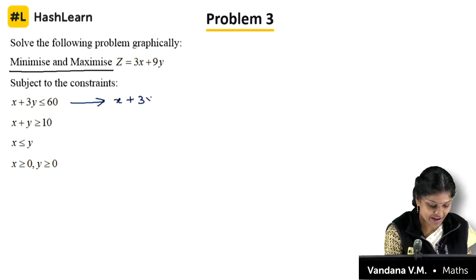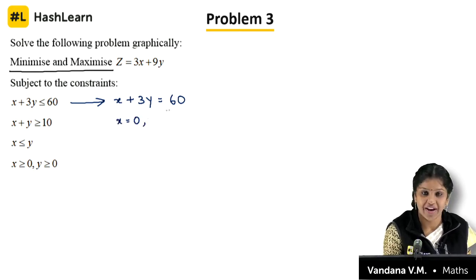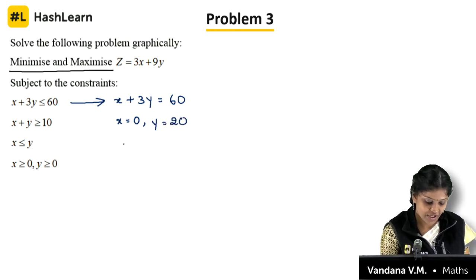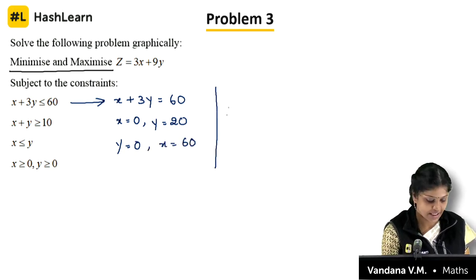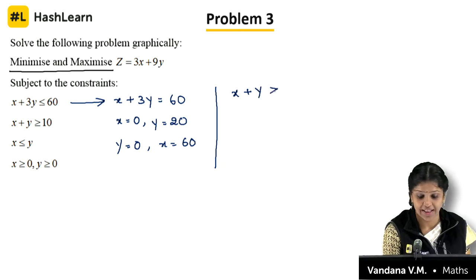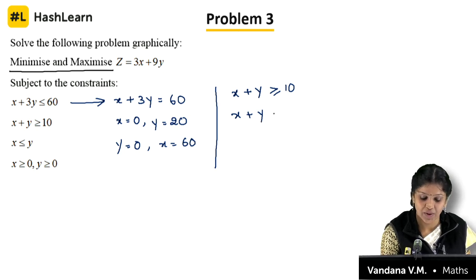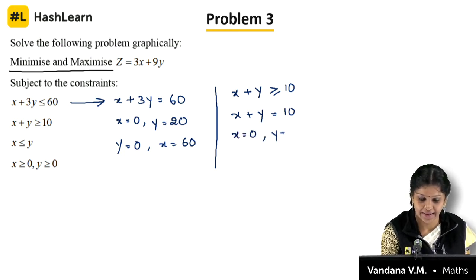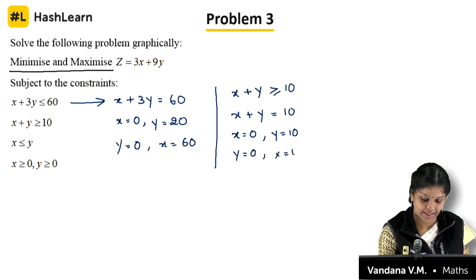x plus 3y is equal to 60. If x is equal to 0, then 3y is 60, so y is equal to 20. Next, if I put y is equal to 0, then x value is 60. Next one, x plus y greater than or equal to 10, please concentrate. x plus y is equal to 10. Put x as 0 and I will get y as 10. If I put y as 0, I will get x as 10.